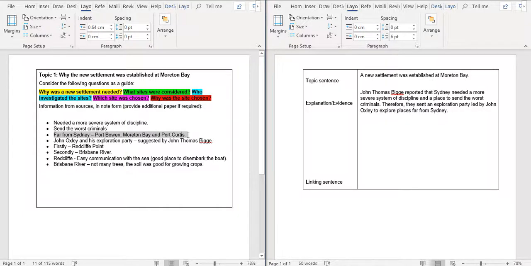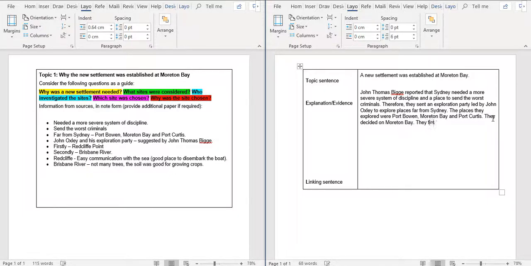We can say the places they explored were, and this is our evidence, Port Bowen, Moreton Bay, and Port Curtis. Okay, so they decided on that. That's some of our evidence there. We can say they decided on Moreton Bay.